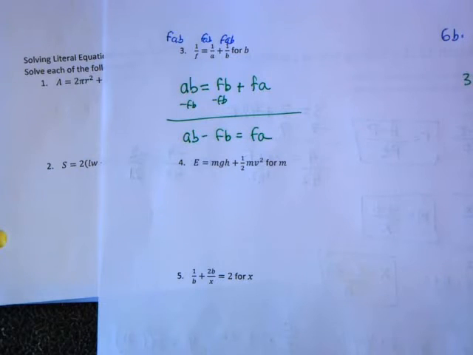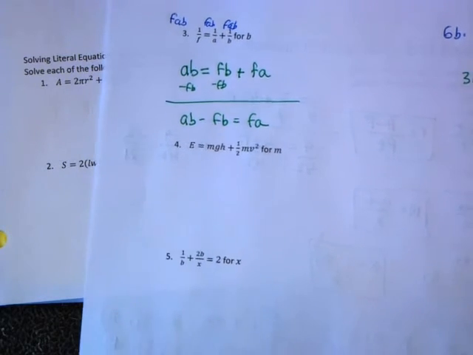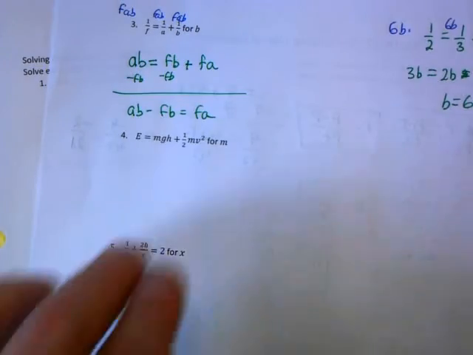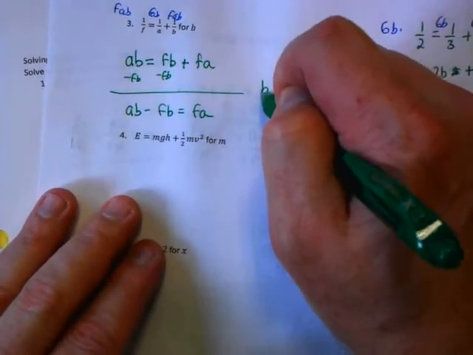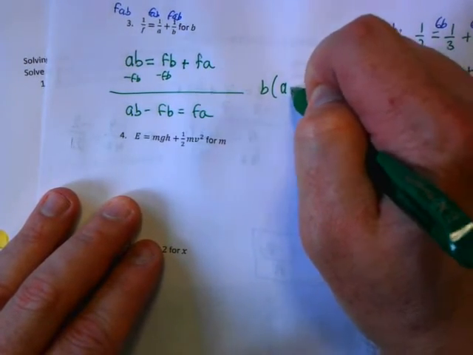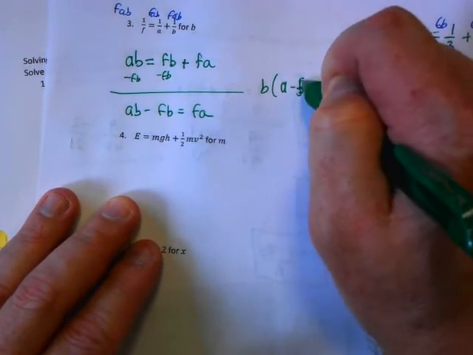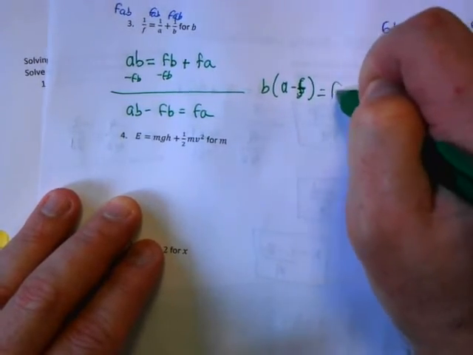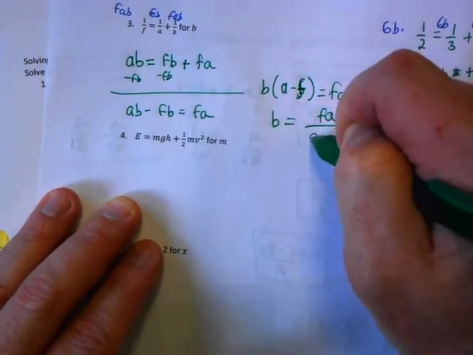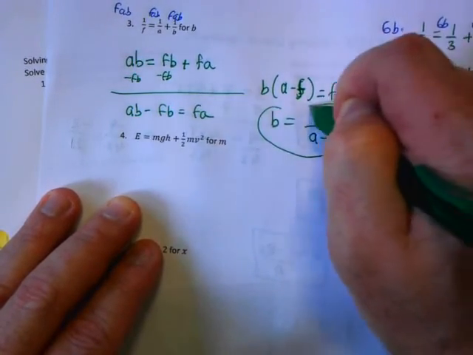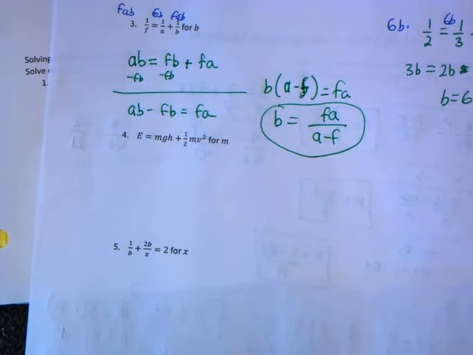Almost done. Next step is factor. That's why we got all the b's on one side. We got all the b's on one side so we could factor. Take out the b. Left over a minus f. Oops. A minus f. That's really an f. Equals fa. Finally, we divide. B is fa divided by a minus f. Questions on that one?